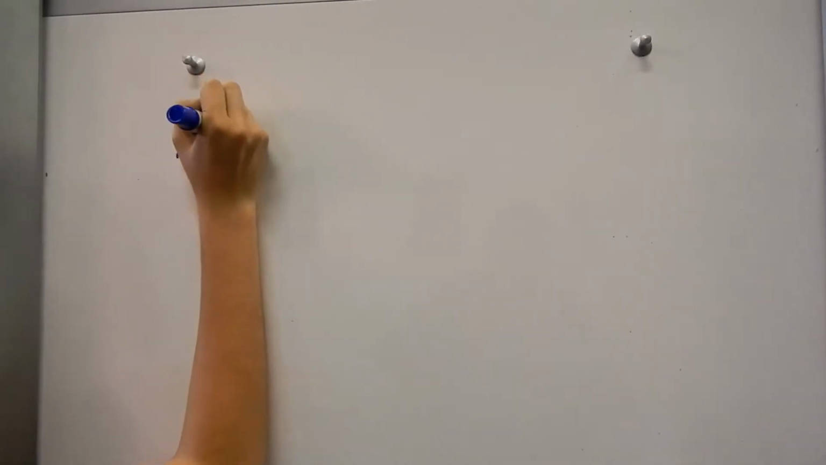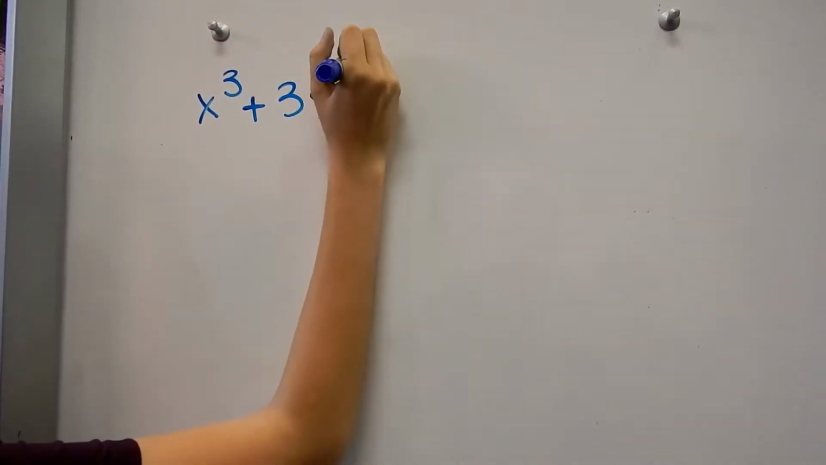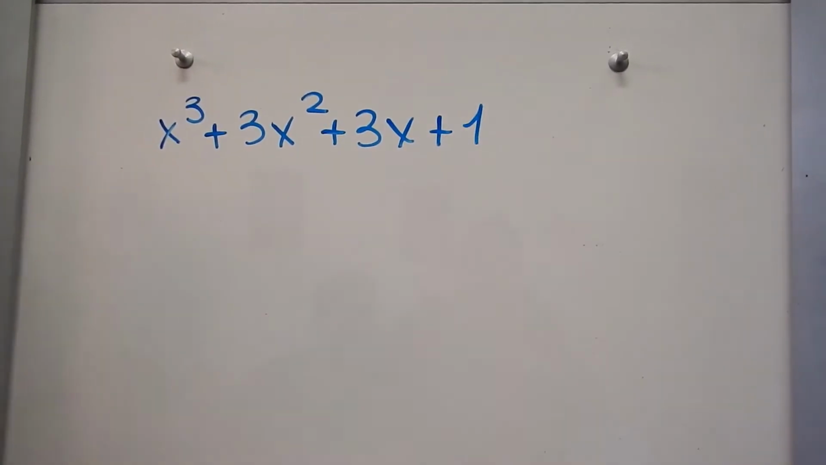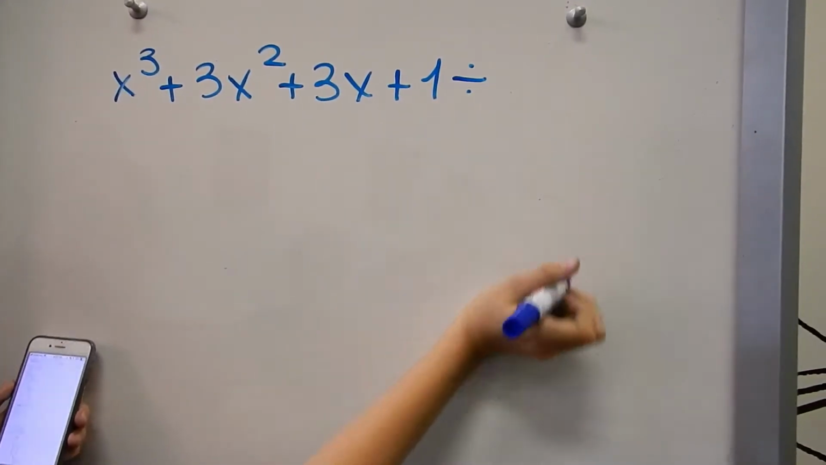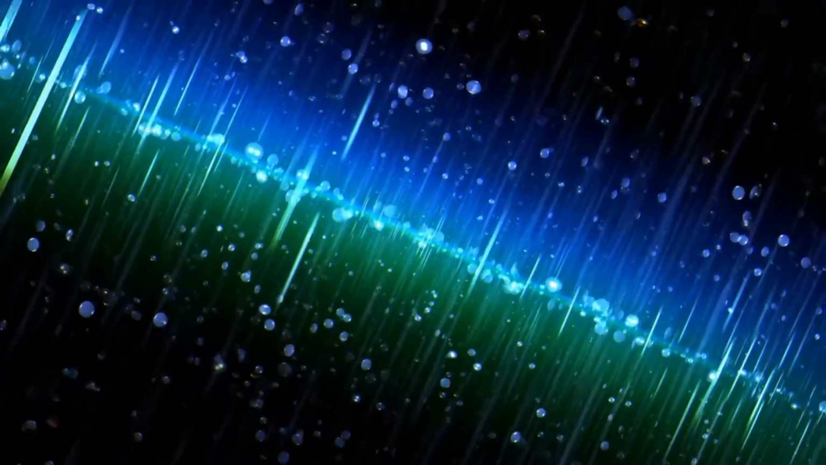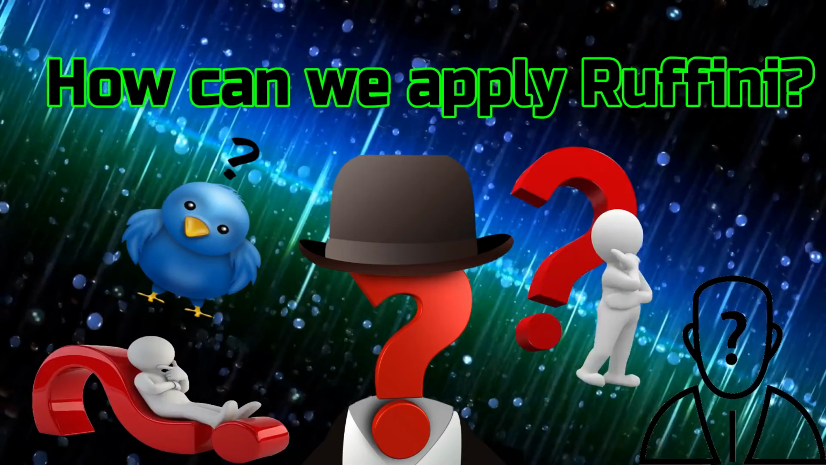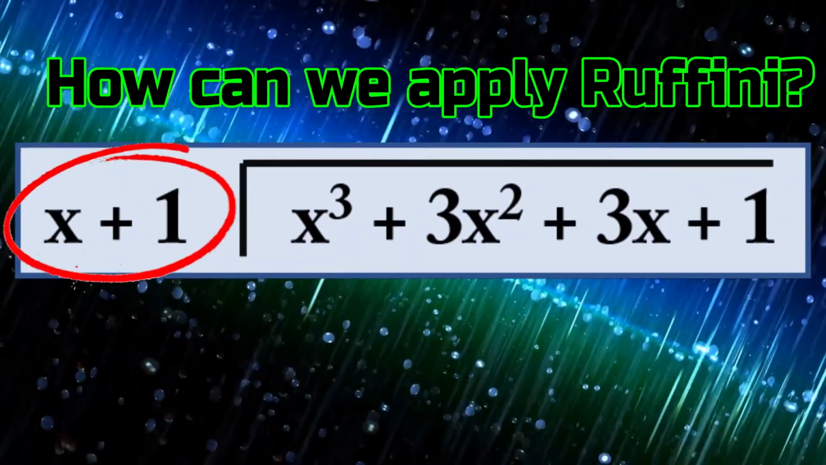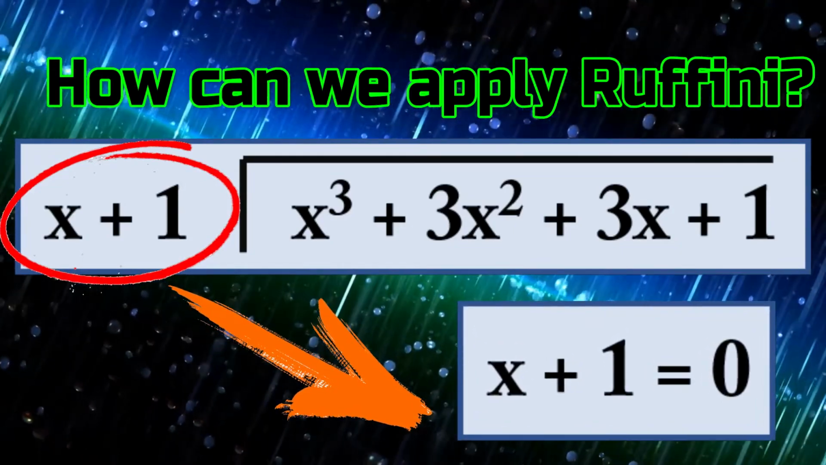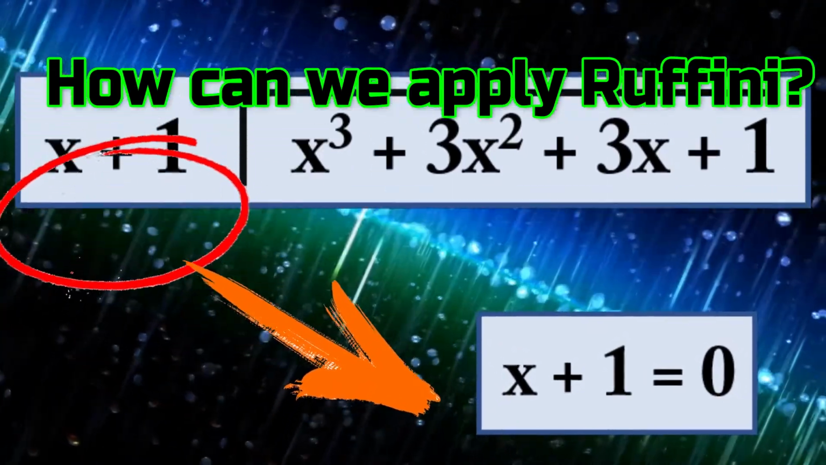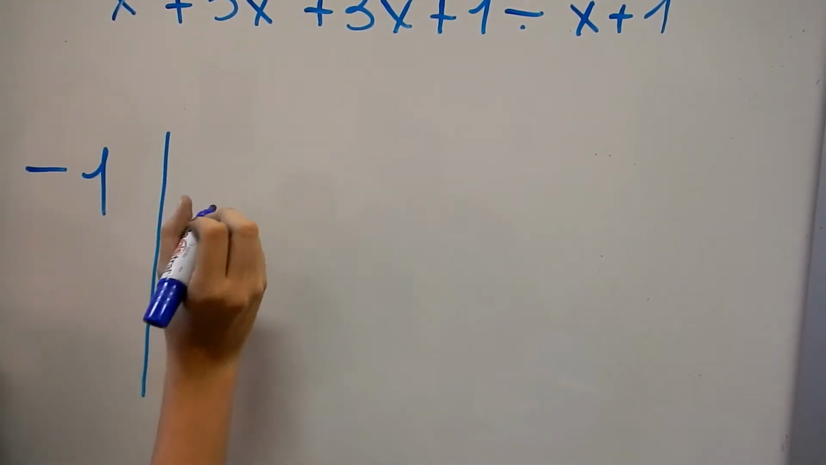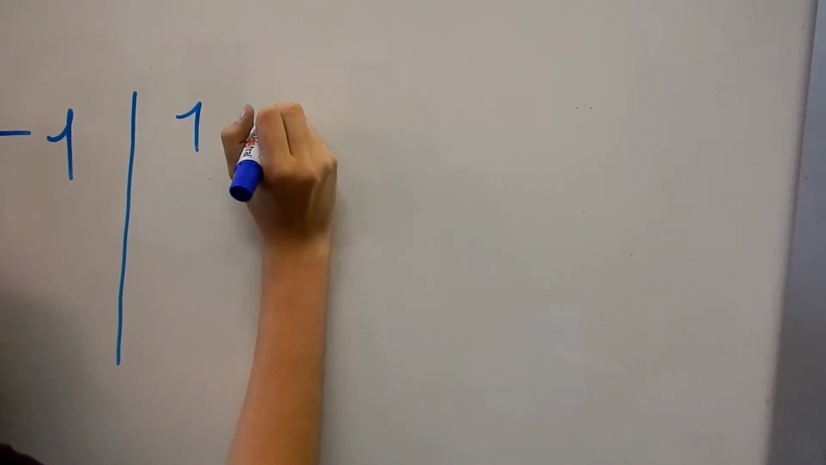A number to the 3rd power plus 3 times a number squared plus 3 times a number plus 1, divided by the sum of a number and 1. How can we apply Ruffini on this example? We first need to take the divisor, place an equal sign at the right and write a 0. This will create a linear equation for us to solve. The result is equal to -1, the number we will write at the leftmost part of the structure.